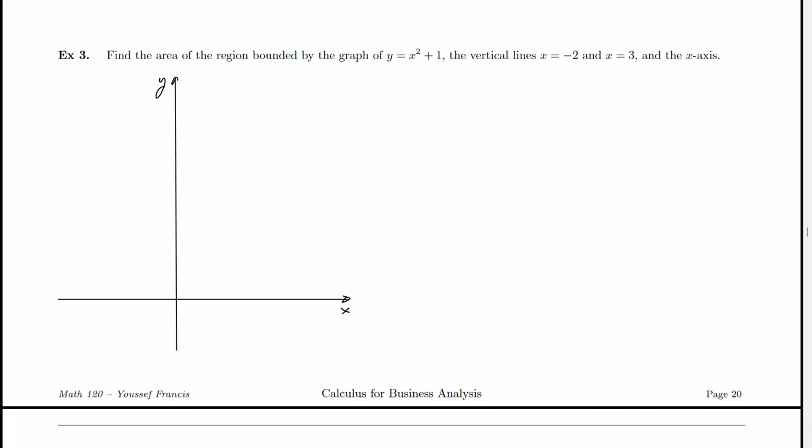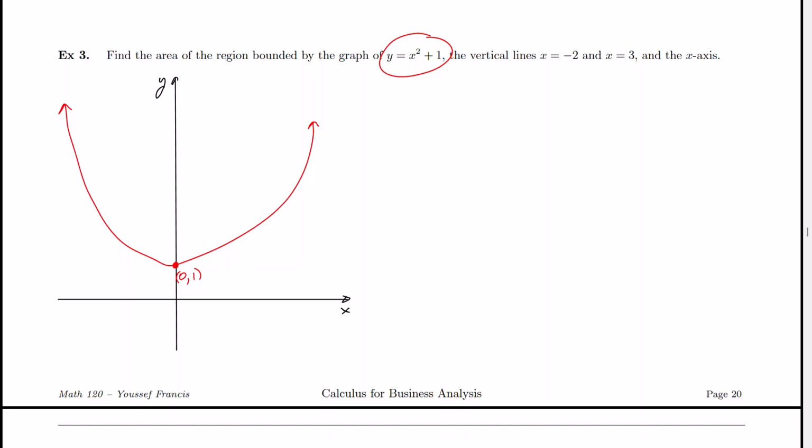So now let's read example number 3 together. It says find the area of the region bounded by the graph of y equal to x squared plus 1, the vertical lines x equal to negative 2 and x equal to 3, and the x-axis. So the first thing I'm going to do is graph y equal to x squared plus 1. I know it's a parabola. I know the vertex is going to be at 0, 1. So it's going to look something like a U shape, and it's going to open up towards the top part of the page.